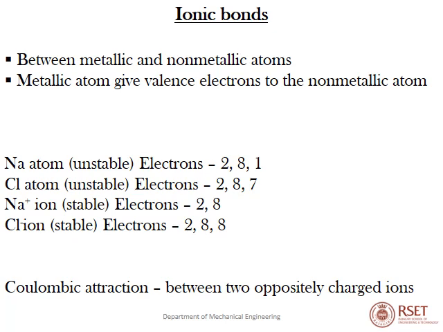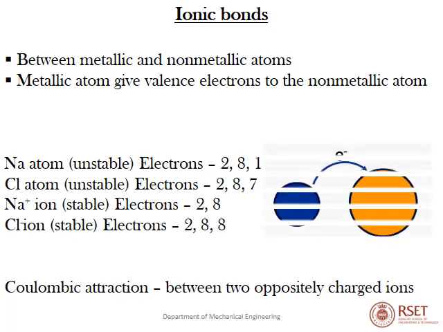Thereby it will form ions, which are much more stable. There will be Coulombic attraction between the two oppositely charged ions. So we can see there is an electron transfer from the sodium to the chlorine.